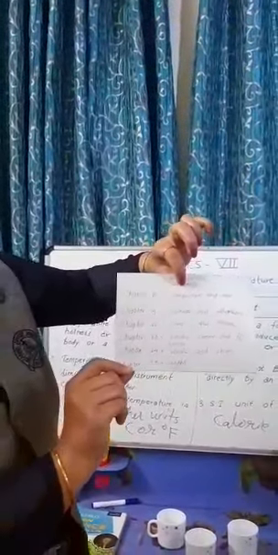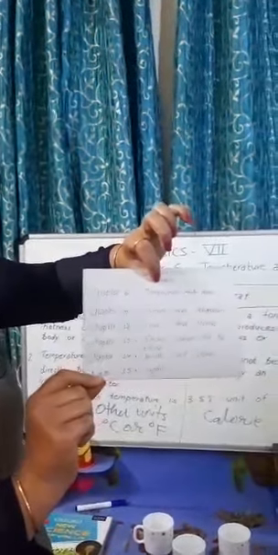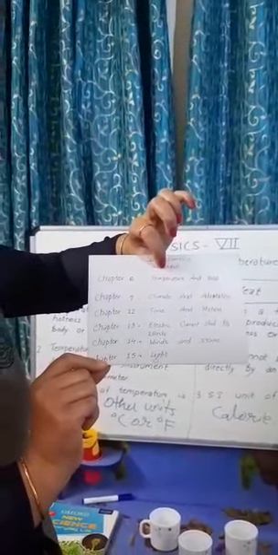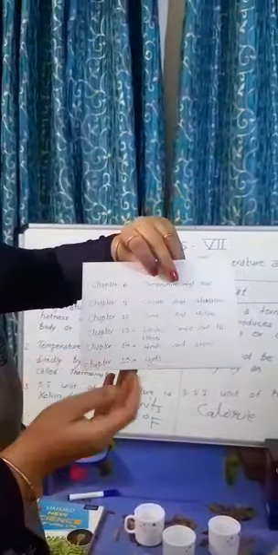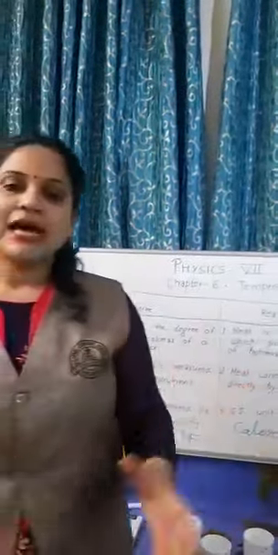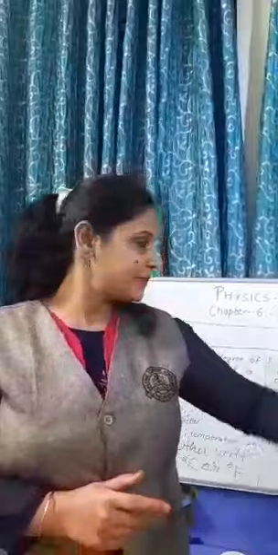Chapter 6, Temperature and Heat. Chapter 7, Climate and Adaptation. Chapter 12, Time and Motion. Chapter 13, Electric Current and its Effects. Chapter 14, Wind and Storm. Chapter 15, Light. Today I am going to start with the first one, temperature and heat.